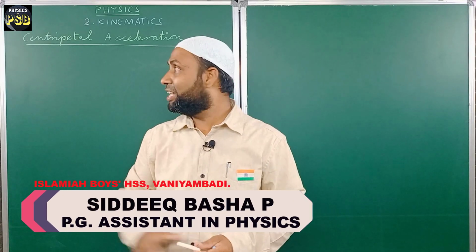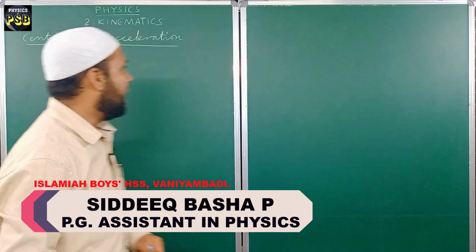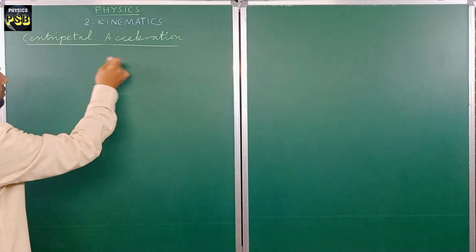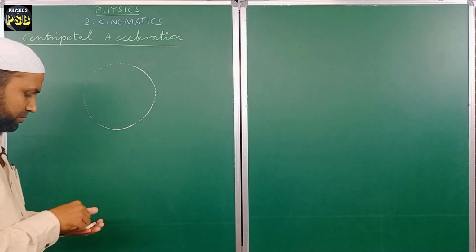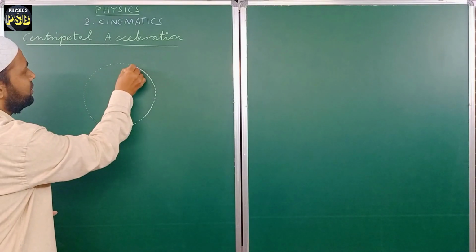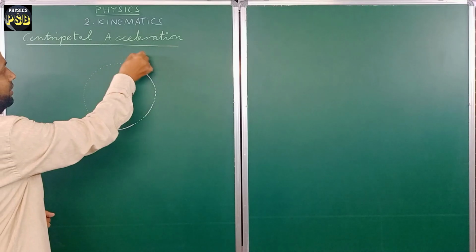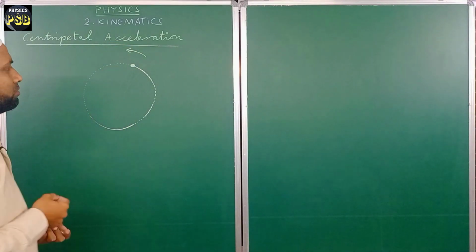In the previous video, we learned about tangential acceleration. In this video, we will discuss centripetal acceleration. For that, I consider a circular path on which an object is said to be moving in anti-clockwise direction, in this direction.